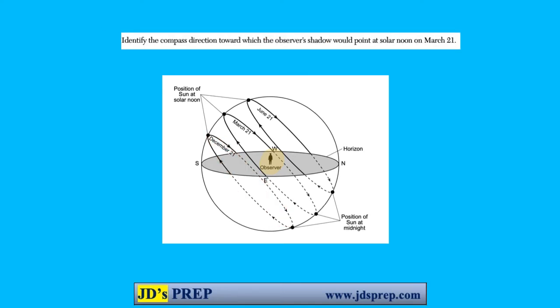Next, we're asked to indicate the compass direction towards which the observer's shadow would point at solar noon on March 21st. This is March 21st, solar noon's right there. If the sun is up there, hopefully you can see that the shadow is going to be over here, pointing towards north.